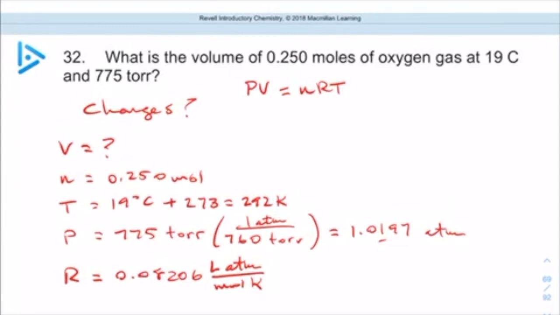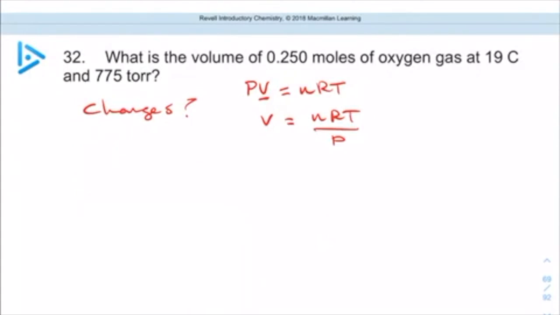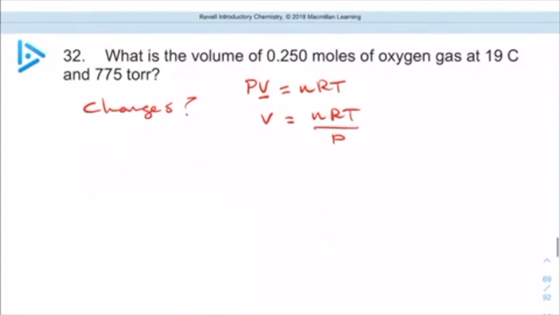Okay. So I'm going to take my ideal gas law and rearrange it to solve for the volume. Okay. So I'm going to divide P to the other side. So volume equals nRT over P. Right? So I'm running out of space on my slide, so I'm going to erase some of these things a little bit, just so that I can finish the problem.